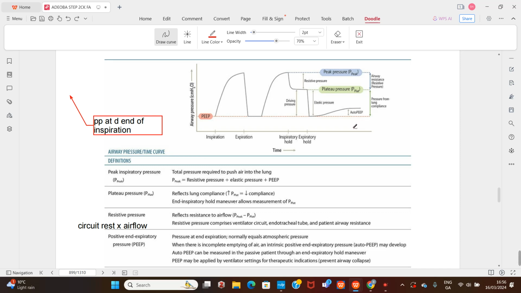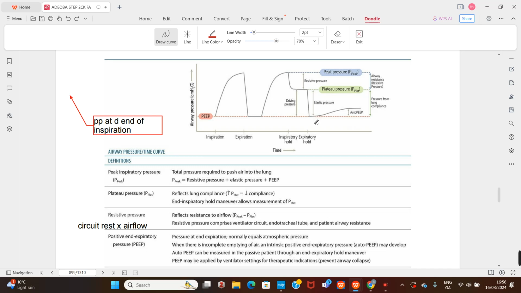And you can actually know your auto PEEP at the end of expiration. When you breathe out normally, you don't expect any gas to be there aside from your normal PEEP. But if there's airway obstruction at expiration, like in COPD or asthma, you have more air that is retained, and it is going to exert extra PEEP. That extra PEEP is what you call the auto PEEP.